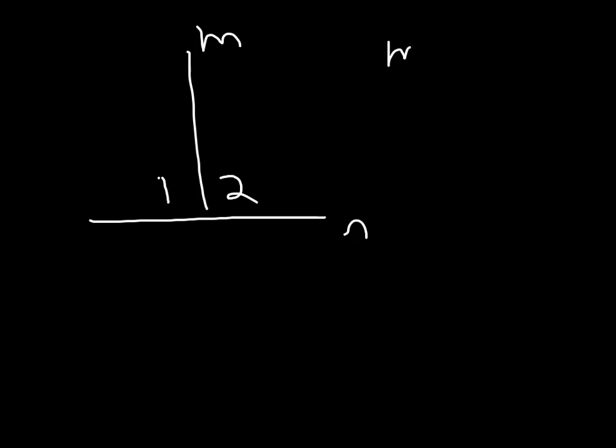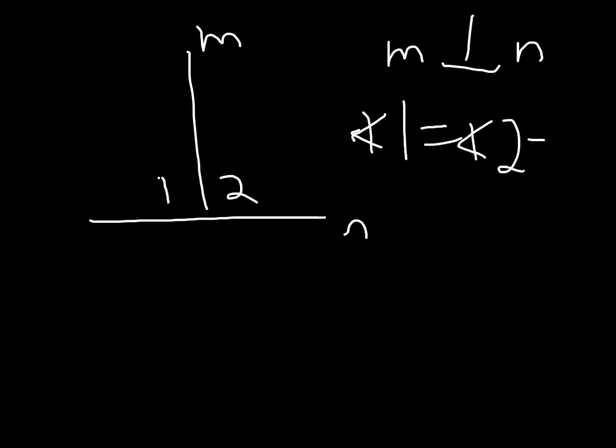And something you're familiar with, just to mention, if two lines are perpendicular, then they form congruent adjacent angles. So if line M and line N are perpendicular to each other, then we know the measure of angle 1 is equal to the measure of angle 2, and they both equal 90 degrees.